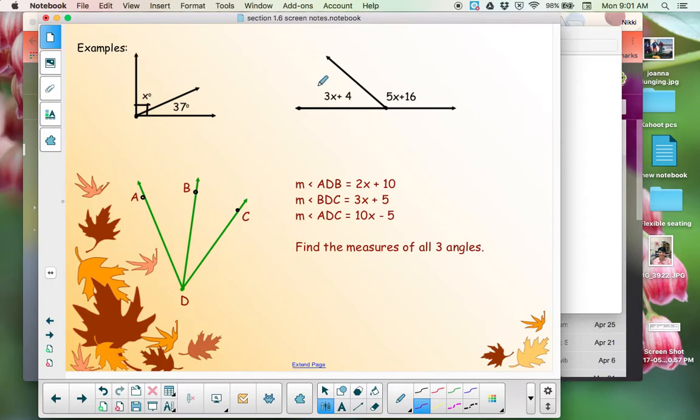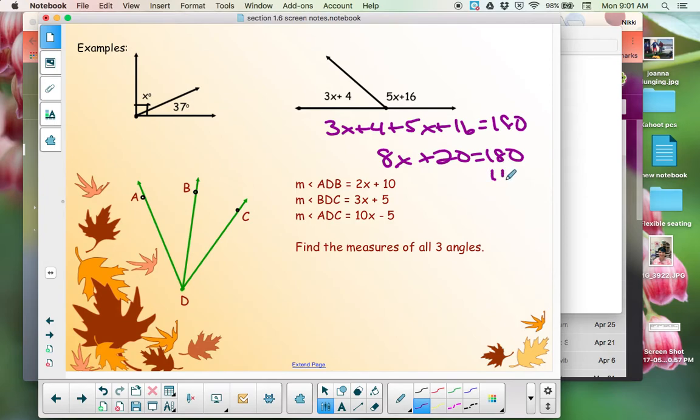Notice it doesn't give me a total, but I can see that these two angles are a linear pair. They add up to 180 degrees because they make a straight line here. So I would say 3x plus 4 plus 5x plus 16 equals 180, and I would do the algebra from there. So 3x and 5x is 8x. I would add the 4 and the 16 to get 20. I would subtract the 20, and then I would divide by 8, so x is 20. So I know that the value of x is 20.